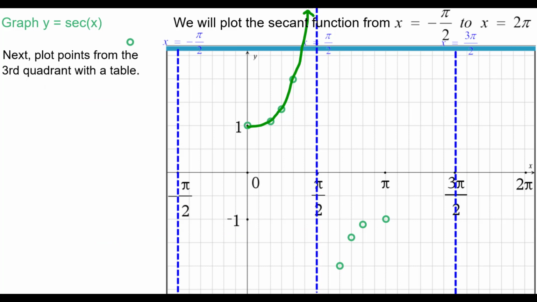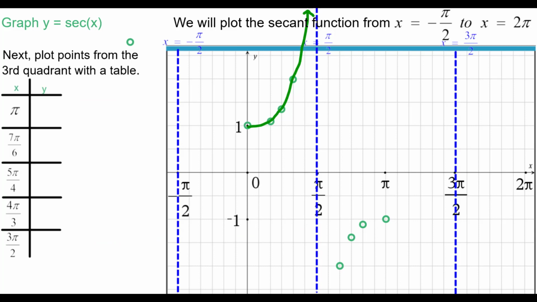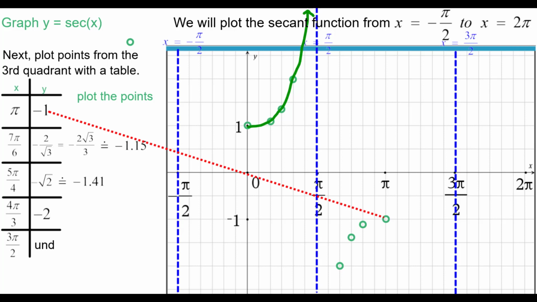Let's go ahead and do the third quadrant while we're there. We know the values are going to all be negative there as well. Pause to complete the table. And these are the values we get, again, negative. Plotting the points, pi, negative 1 is already there.